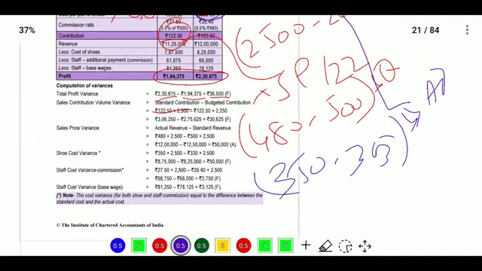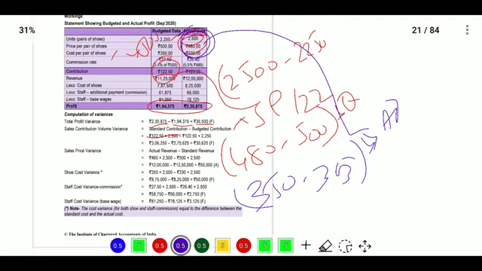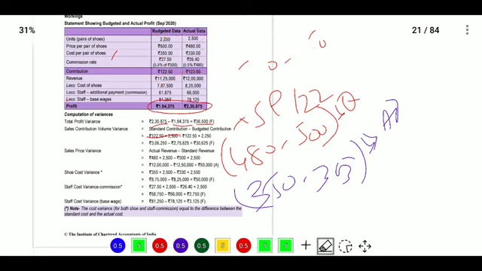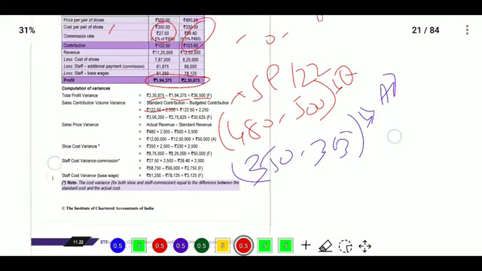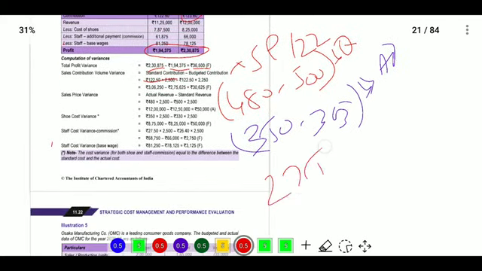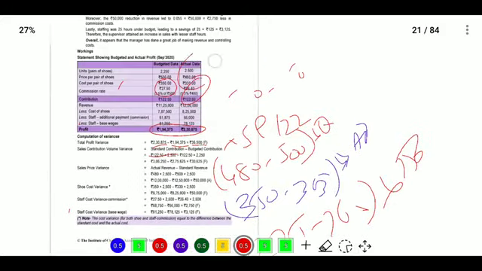Next, the staff cost variance, commission. What is the cost of commission? They provided 61,000. What is the rate? Here we will see: 27.50 minus 26.40 into the quantity we require. Quantity always means actual quantity, 2,500.